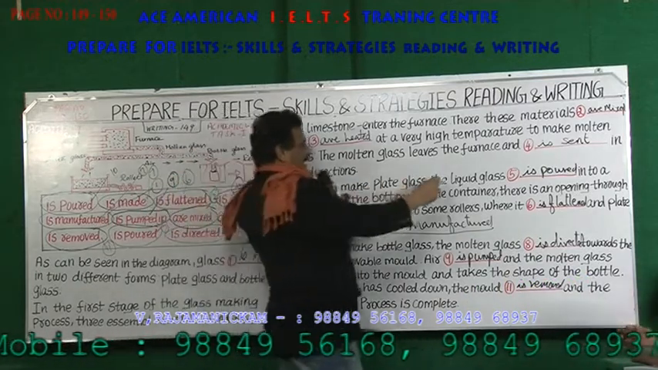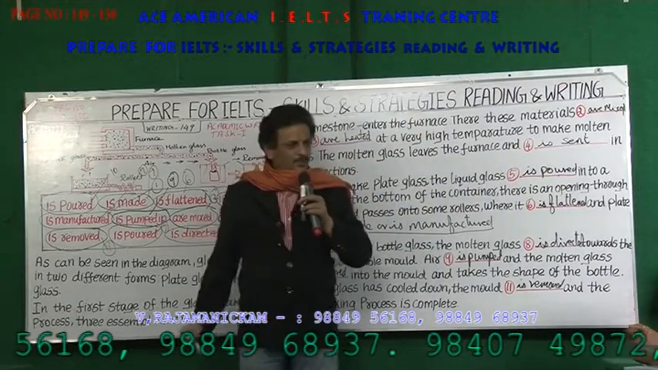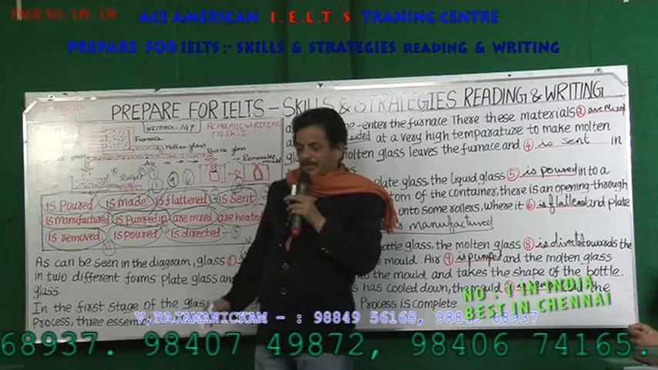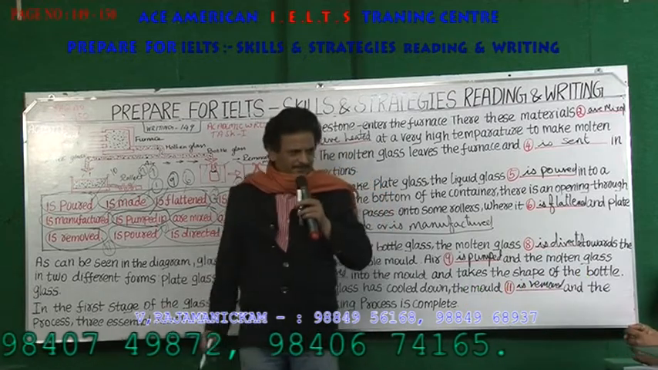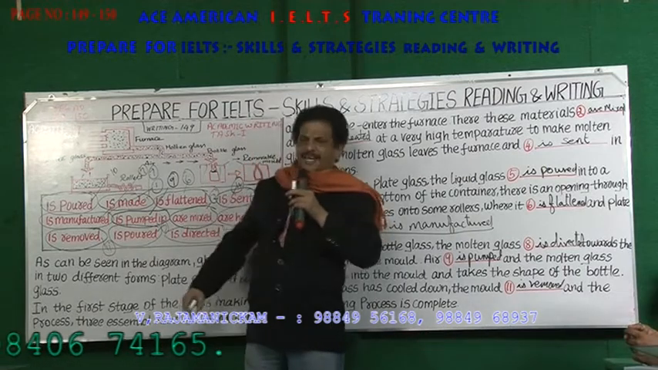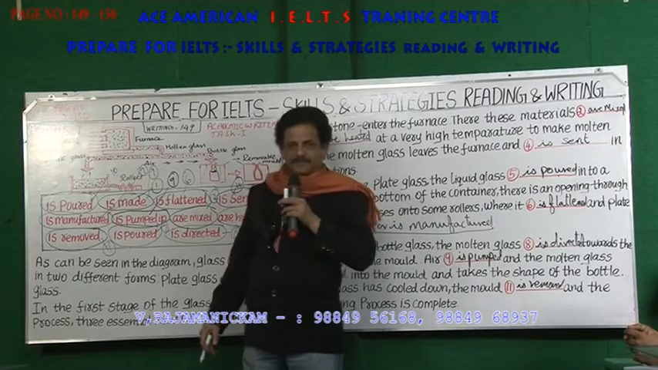See, the liquid glass is poured. Is poured by whom? No. You don't want to say who poured it. Then you are using passive form. When you don't want to say who did it, then you are using passive form. So in this entire essay, we don't know who did it. Who did it? Don't know.